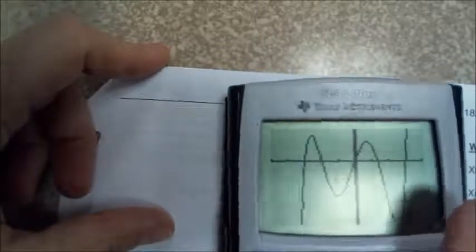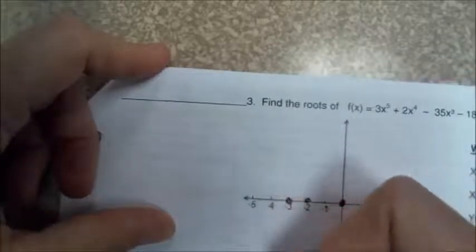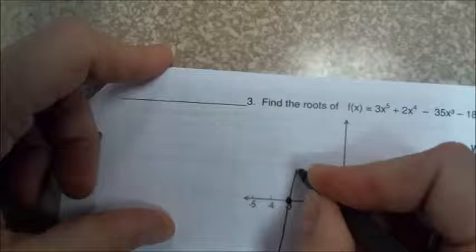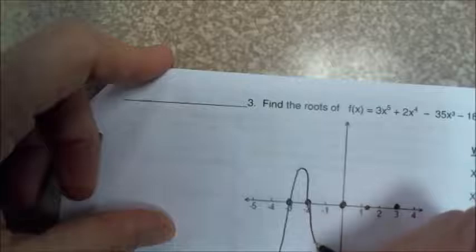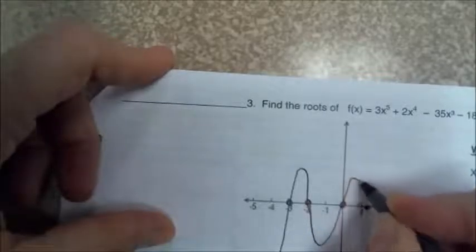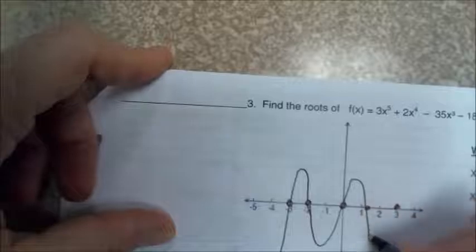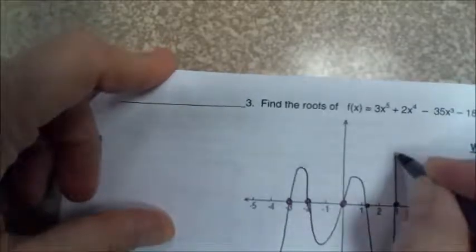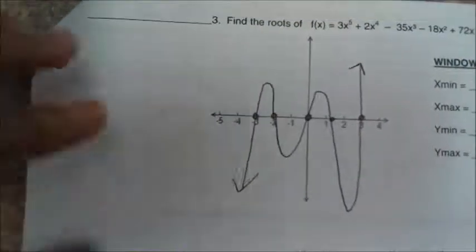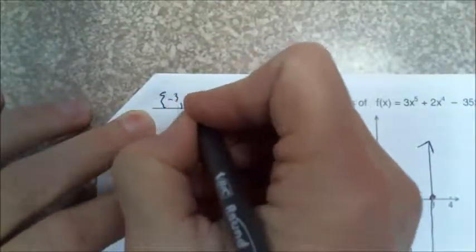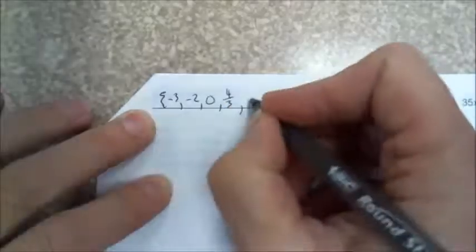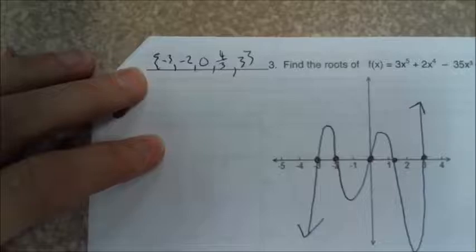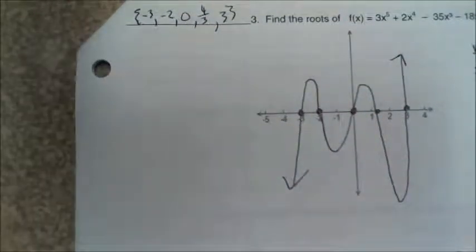Okay, let's take a look at this graph again. So now it starts from below. It goes up and comes back through and goes down, comes up, goes down, goes way down, comes back up, and it goes up and it goes down. So there's your beautiful graph, and the zeros are -3, -2, 0, 4/3, which is 1.3 repeating, and 3. And let's see.